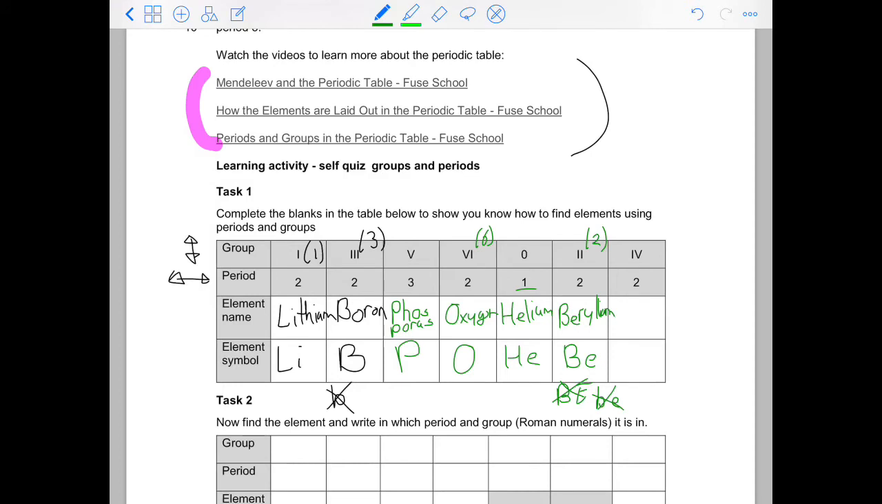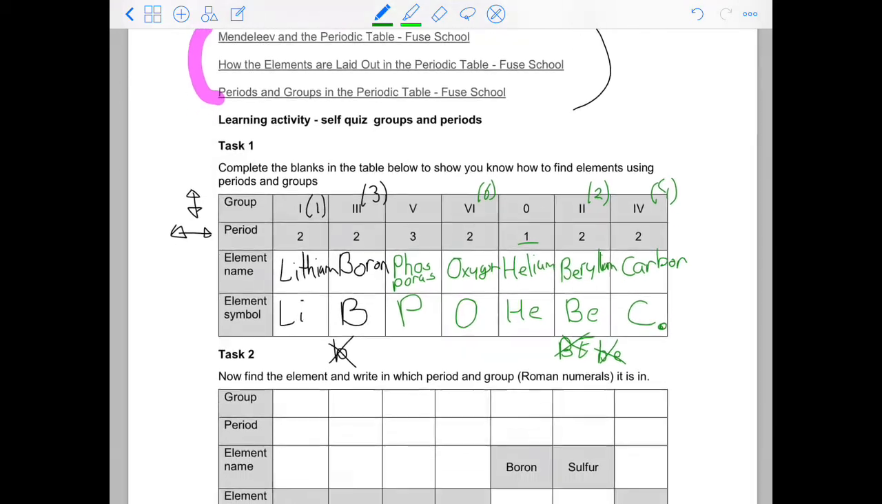So IV, 1 before 5, is group 4. So in group 4, period 2, we have carbon, which is a capital C. The mistake that most people make is forgetting to count period 1 as just hydrogen and helium. So they would have guessed that this one would have been silicon, and so on and so forth, that they go down an extra period. So just be careful with that.